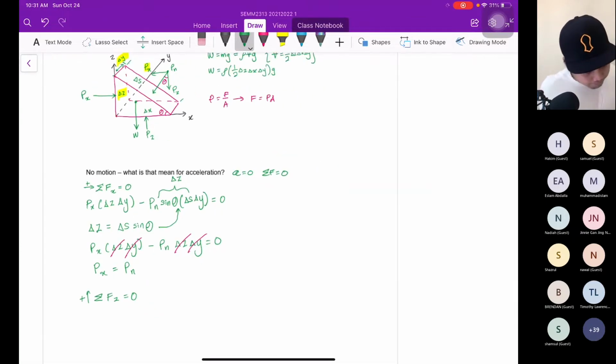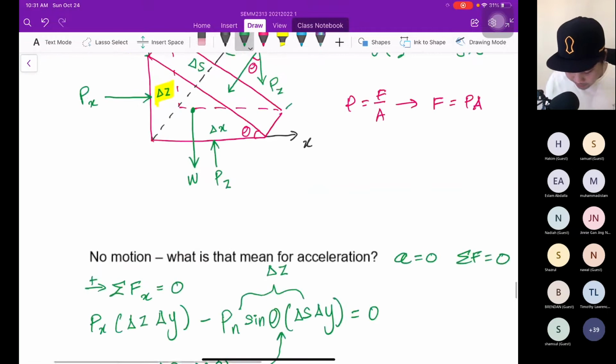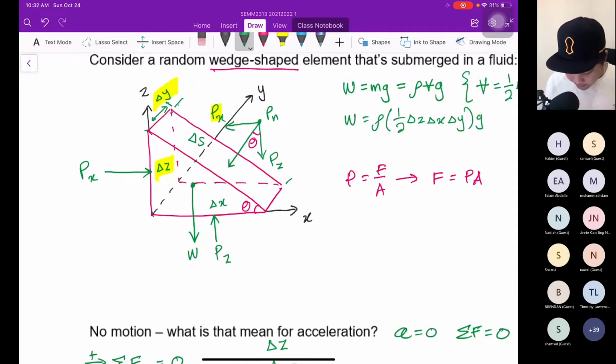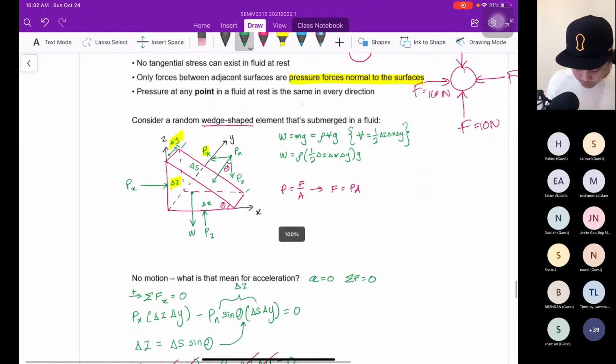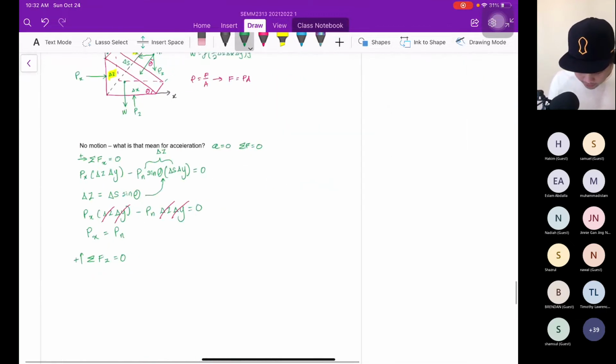We have Pz from N as well as we have the weight. So we need to list out the force. Okay, positive first. Pz multiplied with the area because this is the force here. What's the area? Delta X multiplied with slanting delta S.